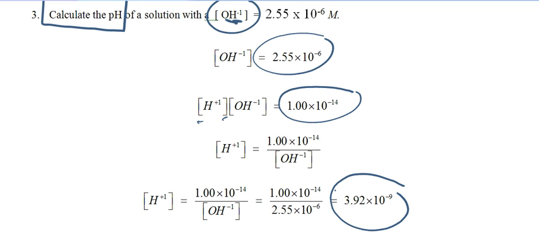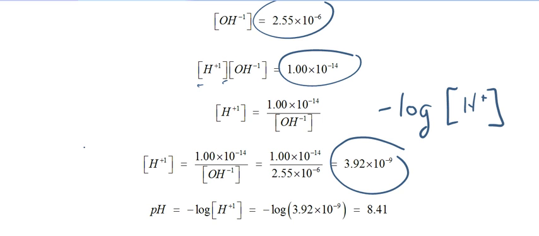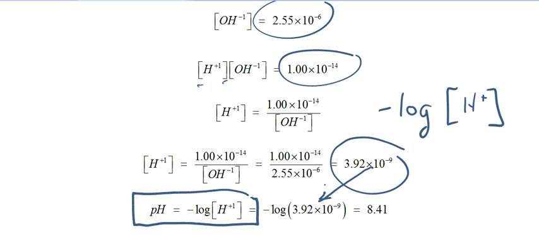Once I have my hydrogen concentration, all I need to do now is take the negative log of my hydrogen concentration that I now know. And I think that's what I have in the next step. So take the negative log, and again, this equation is on your equation sheet, and then just plug that value in. So we should get a pH of around 8.41. Now, there are many ways of working this out.